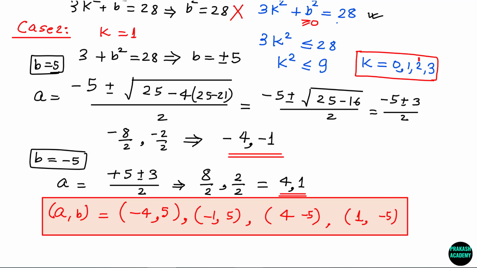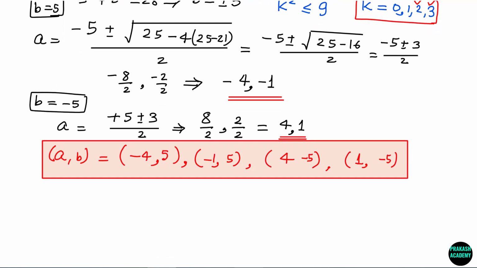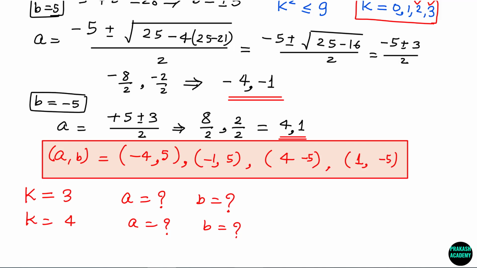Now you can do on your own how many solutions we will get when you have k is equal to 2 and k is equal to 3. So this is homework, you have to solve on your own. For k is equal to 3, what is the value of a and what is the value of b? And similarly for k is equal to 4, what is the value of a and what is the value of b? So let us discuss this in the comment box.